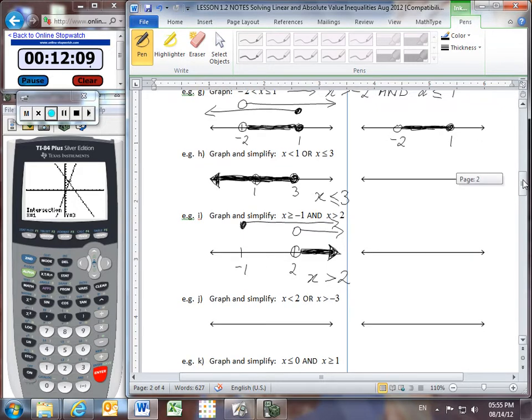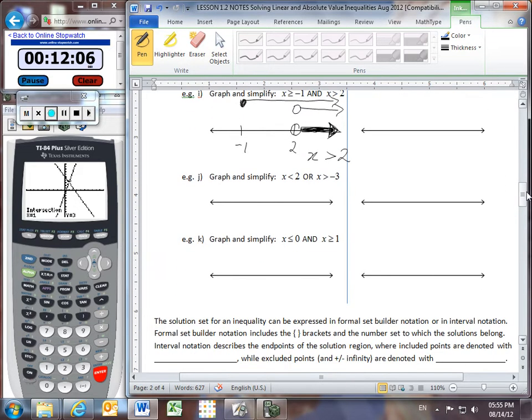Let's go down to part J. Alright, now we need to graph and simplify. Oh good, it's an OR situation. The OR situations are easy. We just graph them directly onto the number line. So we've got endpoints at -3 and at +2. First of all, x is less than 2, open circle, and everything in this direction, including the arrow.